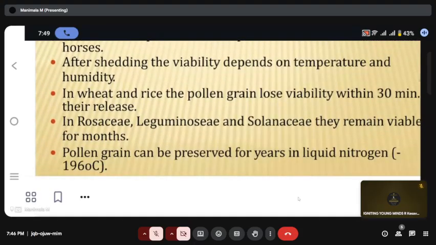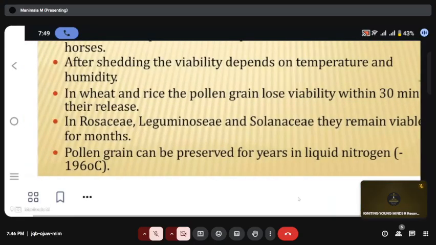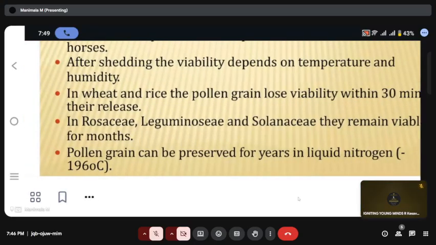What about Rosaceae, Leguminaceae and Solanaceae plants? What about the viability? They remain for months, ma'am. Remain for months. Okay. And so we can use preservation.